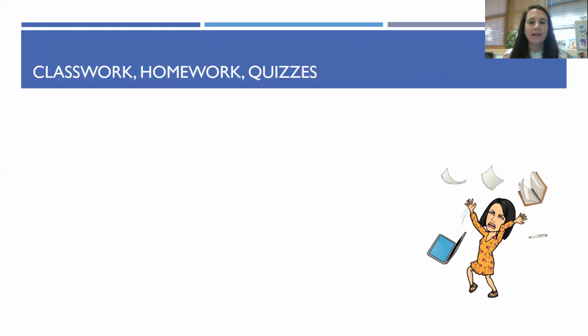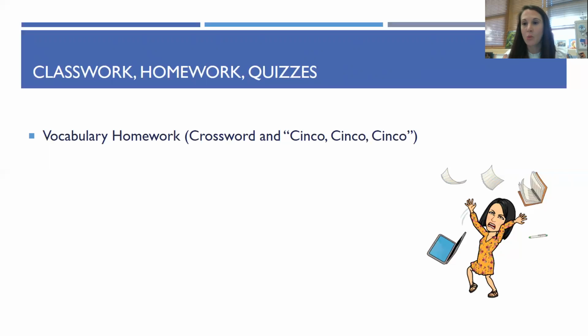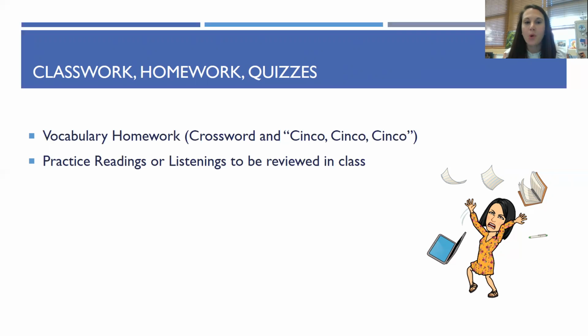So what does homework, classwork, and quizzes look like for me? They have one vocabulary homework for the unit, which is a crossword puzzle, and 555, which is where they write 15 sentences using their vocabulary words. So they get that one assignment. Additionally, we do other practice readings or listenings that are not graded. They just do them at home for practice, or we started them in class and they finish them at home and we review them in class.